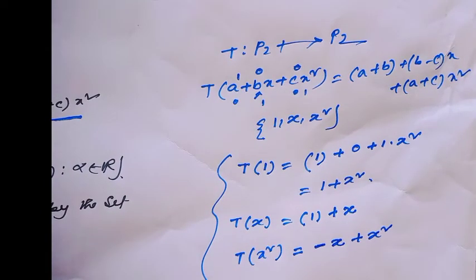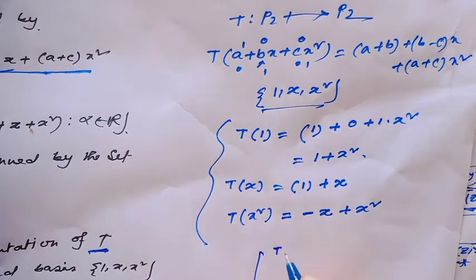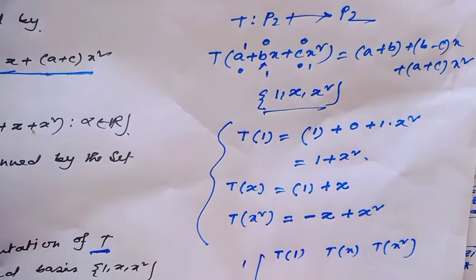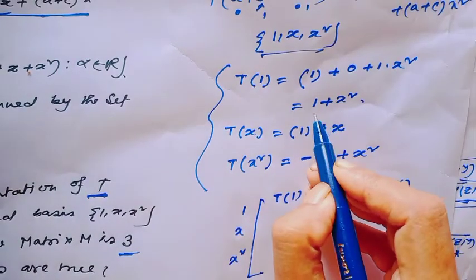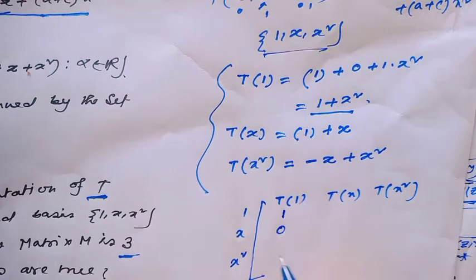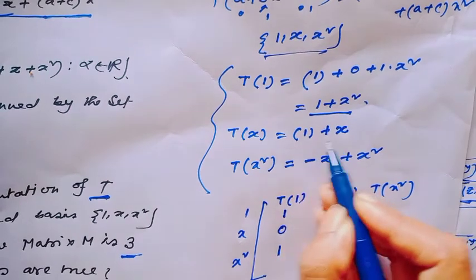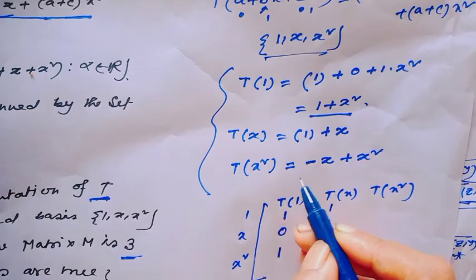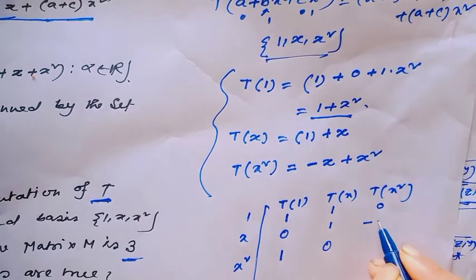Are you getting? The matrix representation with respect to this basis would be, here T of 1, T of x, T of x square, and here the basis 1, x, x square. Since T of 1 equals 1 plus x square, the column vector would be 1 0 1. Since T of x equals 1 plus x, the column vector would be 1 1 0. And T of x square is minus x plus x square, so this would be 0 minus 1 plus 1.